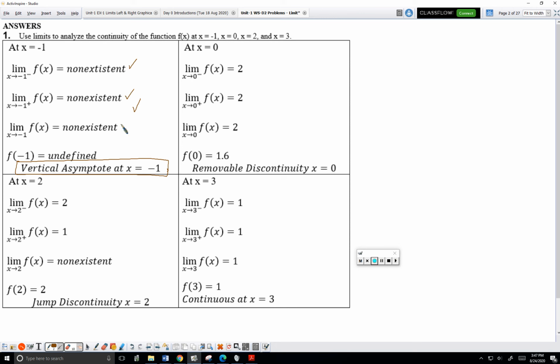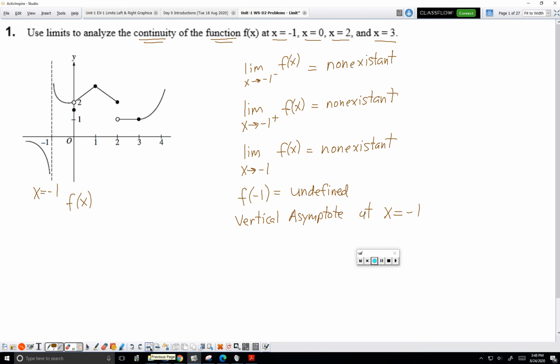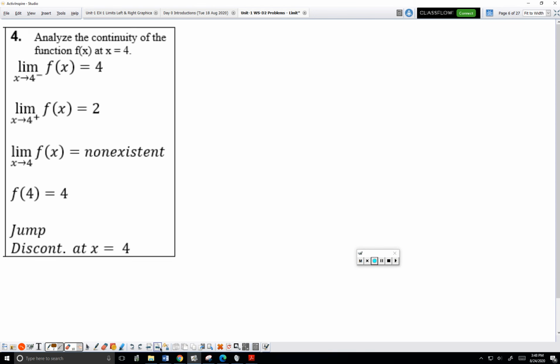So I just check each little part, check the notation, check that. Yep, I'm good. And that's all you do on the homework for problem number 1, except you repeat that process for x equals 0, x equal 2, and also x equal 3. About half of the homework is that type of analysis. Let me show you the entire homework packet real quick.